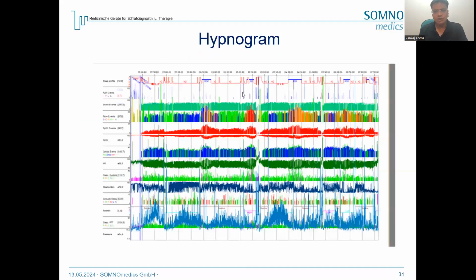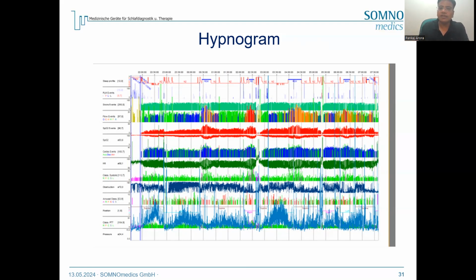So now this will show you the complete hypnogram, a complete snapshot of how the patient behaved the whole night. It will give you snore analysis, flow events, SpO2 events, cardiac events, heart rate, a lot of obstructions, and systolic and diastolic blood pressure, how the patient has gone. So this will give you a complete snapshot. And a lot of colorful events are showing, because, as we already saw, this patient had a lot of events and a lot of arousals during the night.